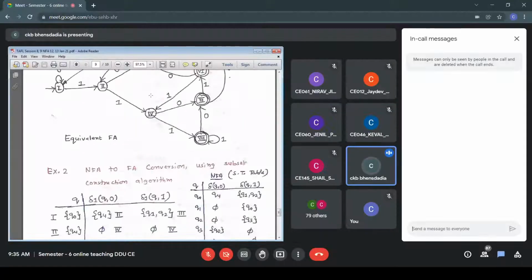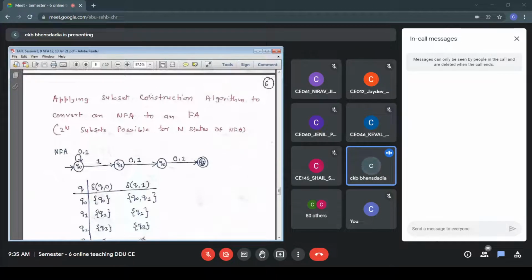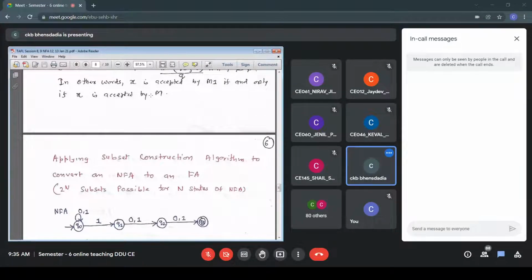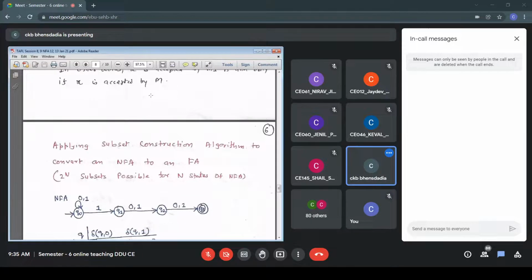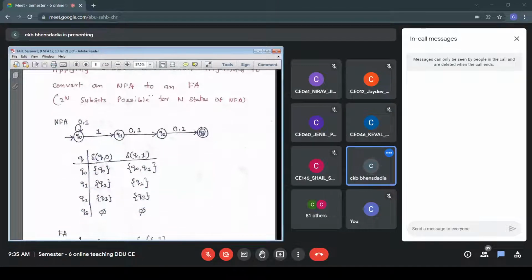If you go back to the last example, just refresh. This was the NFA: (0+1)*1(0+1)(0+1). That is L3, the third symbol from the right is 1. The language is L3 as per our convention. If the Nth symbol from the right is 1, then we call the language LN. And for this transition diagram, we converted it into a table.